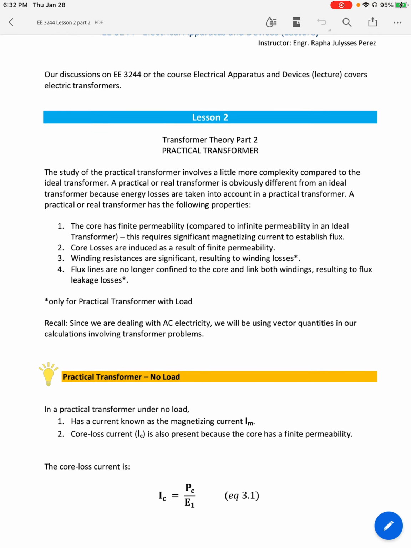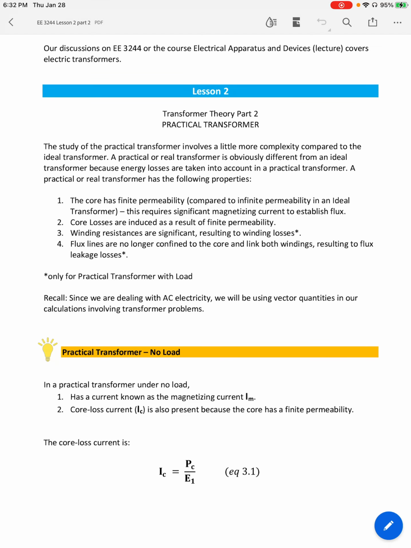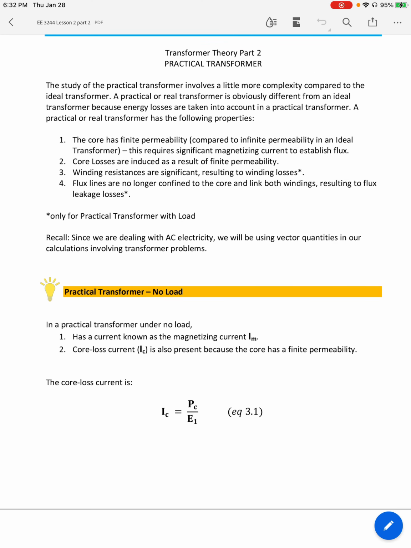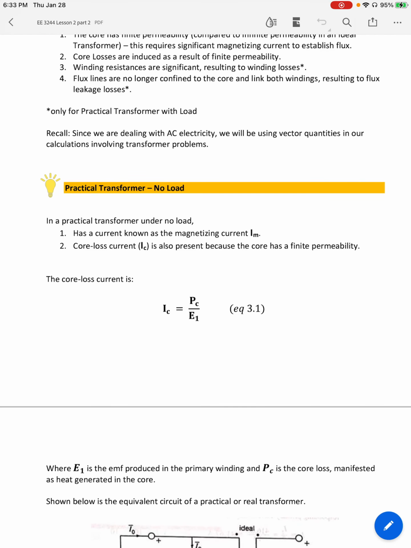Since we're dealing with AC also, as a reminder, we will be using vector quantities in our calculations involving transformer problems. A practical transformer also has two conditions: no load and loaded. Specifically, in the no-load practical transformer, we have the magnetizing current IM and we also have the core loss current IC because of the finite permeability in the core. The core loss current IC is equal to the power, or the core loss, divided by the EMF produced in the primary winding.